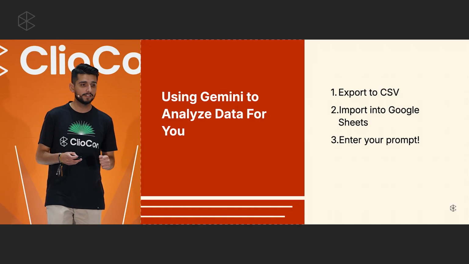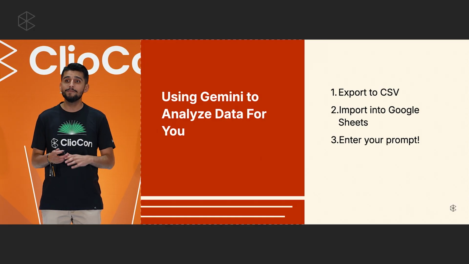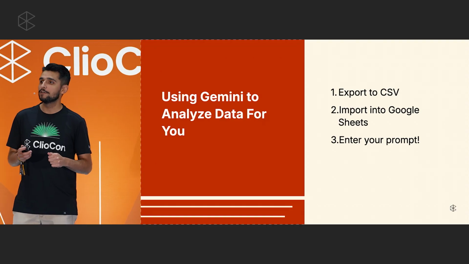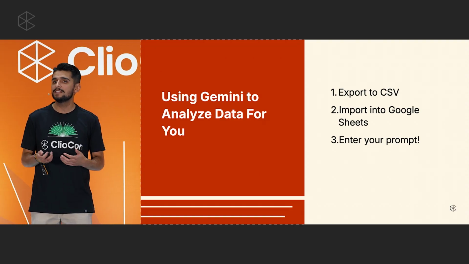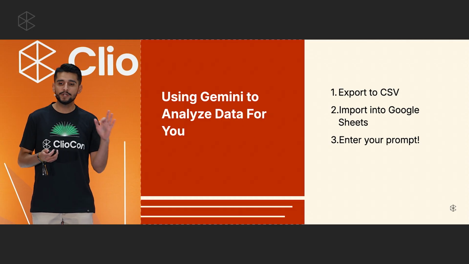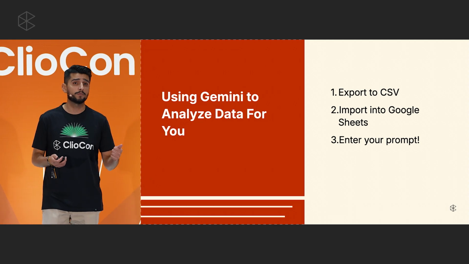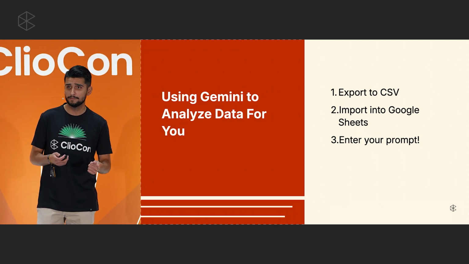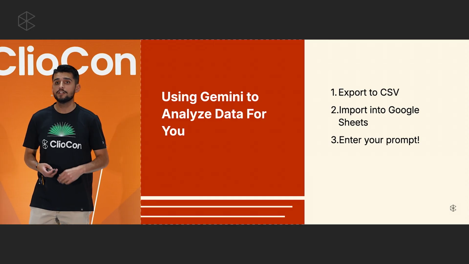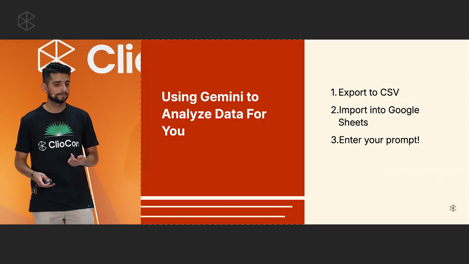Love it. Perfect. Now, there are about 1 billion different use cases for Google Gemini. I'm not going to go over each individual one, but one specific one that I'm going to focus on is how this relates to analyzing data that you pull from Clio Grow. And you can do this within 3 easy steps. One is generating a report and exporting your report into a CSV format, then importing that data into Google Sheets, and from there, you have access to Gemini and can begin to enter your prompts.